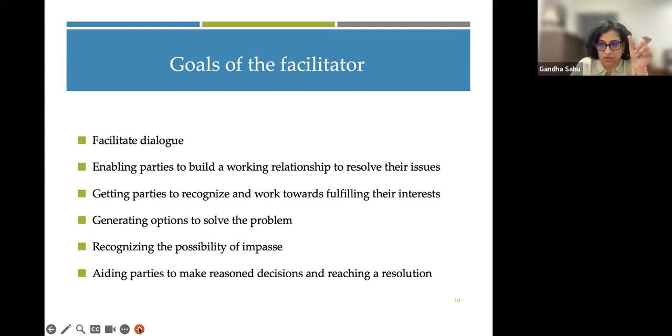Resolve their issues, fulfilling their interests, solve the problem, recognize the possibility of an impasse, and make reasoned decisions and reach a solution. All of these things we need to facilitate, because parties don't come prepared with this. Okay? So for that, of course, we need to understand what each of these things are. So let's do that.